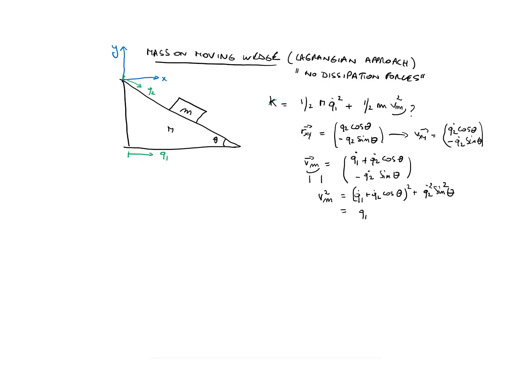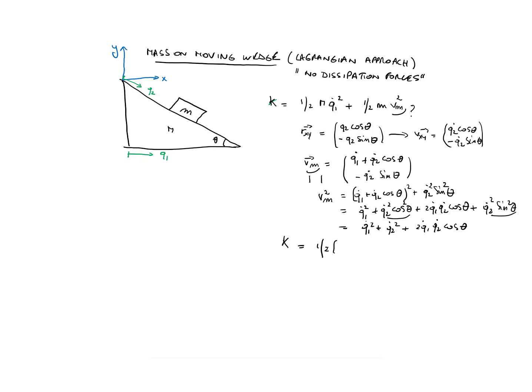It's q1 dot squared plus q2 dot squared cos theta squared plus 2 times q1 dot q2 dot cos theta plus q2 dot squared sine squared theta. So this will give you q2 dot squared. So we obtain q1 dot squared plus q2 dot squared plus 2 q1 dot q2 dot cos theta. Right?